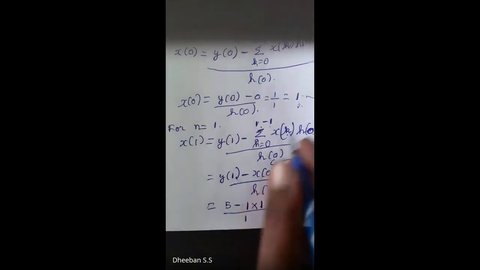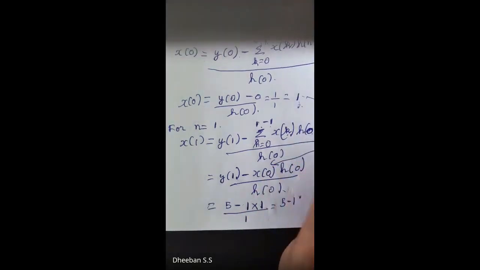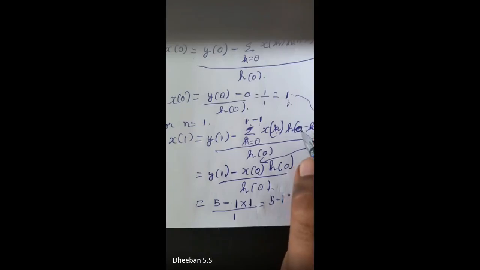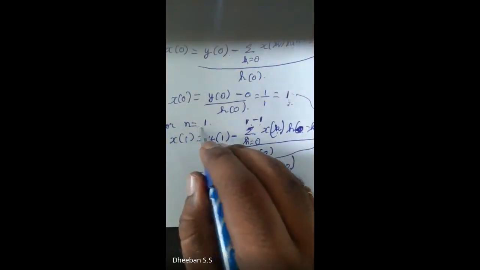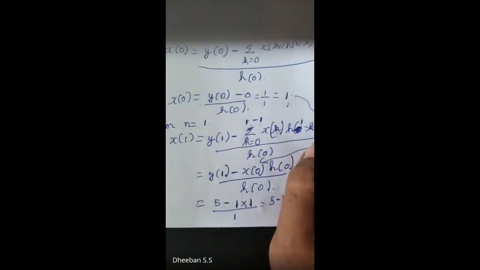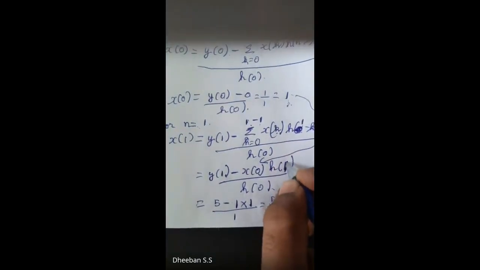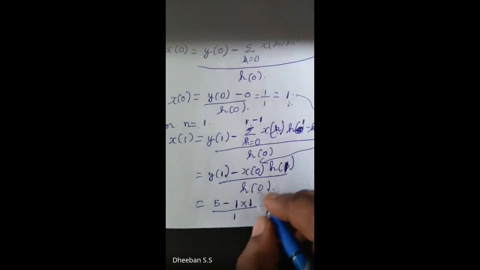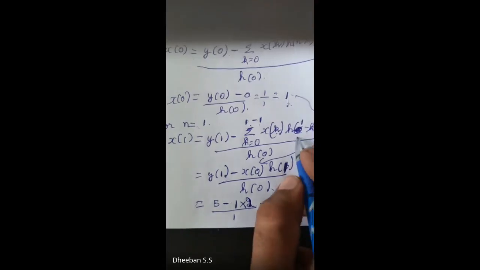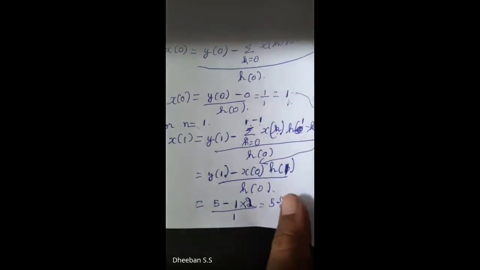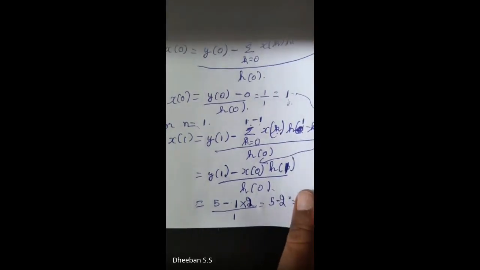So here I made a mistake. I put 0 here, but it is not 0, right? It is n equal to 1, so it will be 1. So 1 minus 0, so here we will be putting h of 1. So h of 1 value is 2. So 5 minus 2 will be getting the value as 3. So here you have to be careful. Okay, you have to be careful.